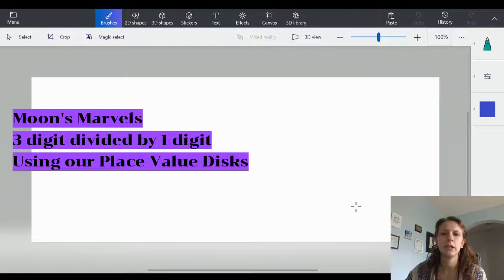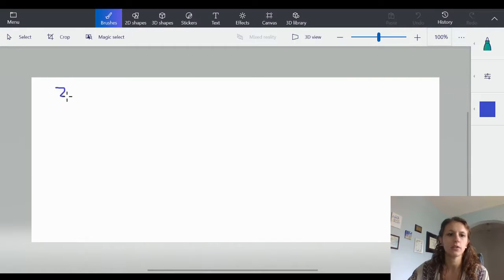Hi everyone, we are here to go over how we can use our place value chart to solve 3-digit by 1-digit division problems. All right, so let's go ahead and start with 372 divided by 3.